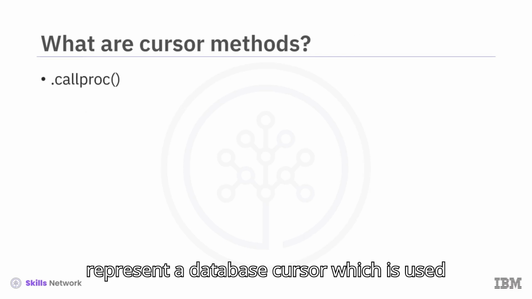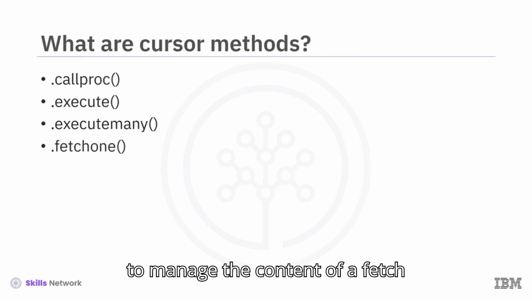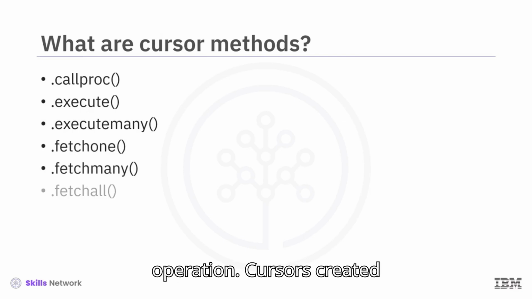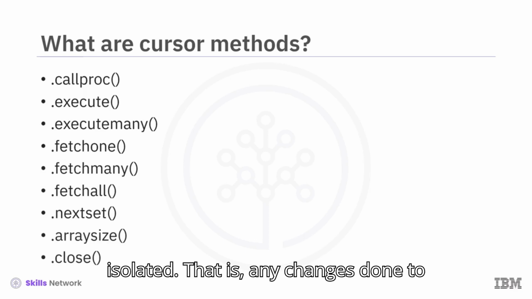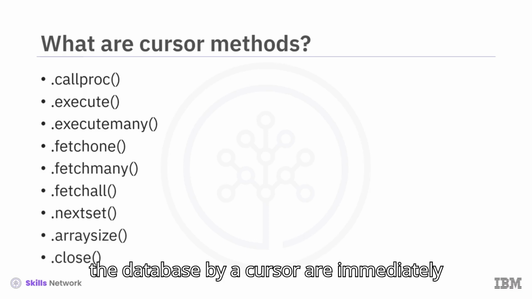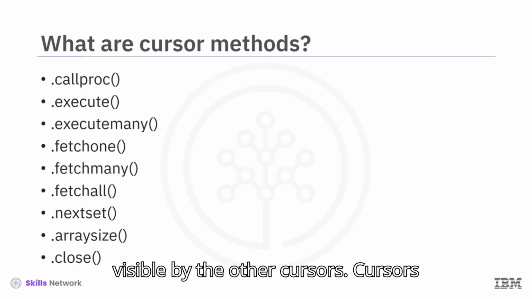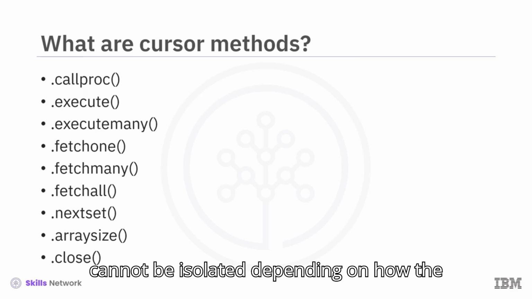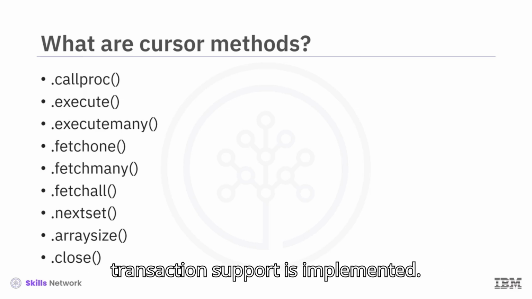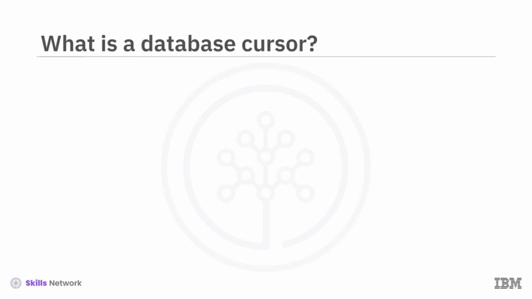These objects represent a database cursor, which is used to manage the content of a fetch operation. Cursors created from the same connection are not isolated. That is, any changes done to the database by a cursor are immediately visible to the other cursors. Cursors created from different connections can or cannot be isolated depending on how the transaction support is implemented.